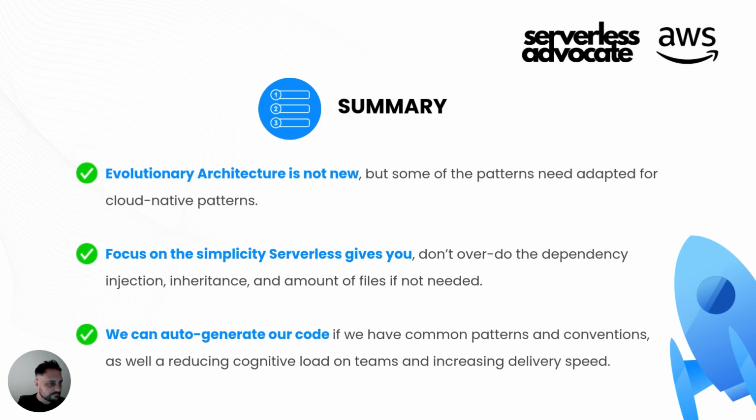So as a quick summary, evolutionary architecture is not new. We've talked about it. It's been going since 2005. And we have had to adapt these patterns, obviously, for cloud native solutions, especially when we've got serverless as a paradigm. It's completely different. And we should also focus on the simplicity that serverless gives us. So don't overdo the dependency injection, inheritance, and the amount of files. We should be able to make changes very quickly when a change is needed.